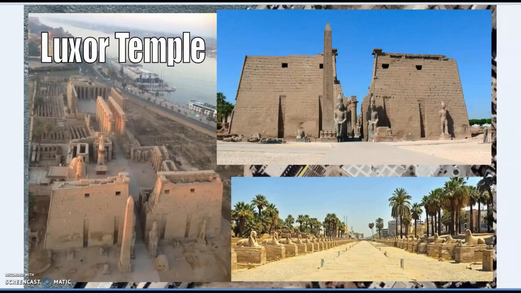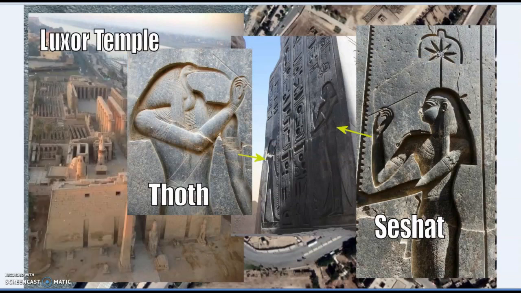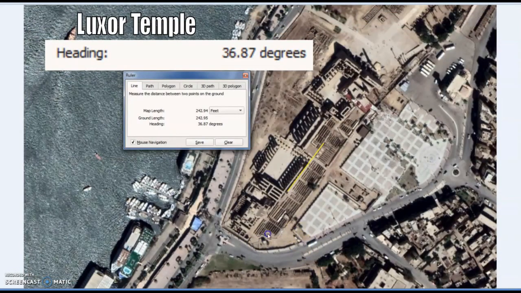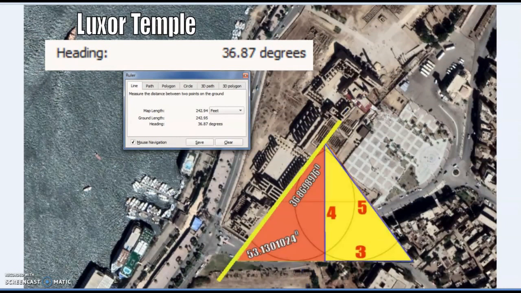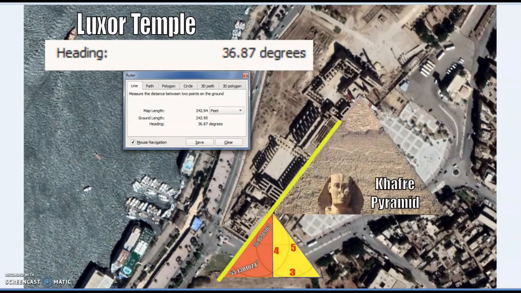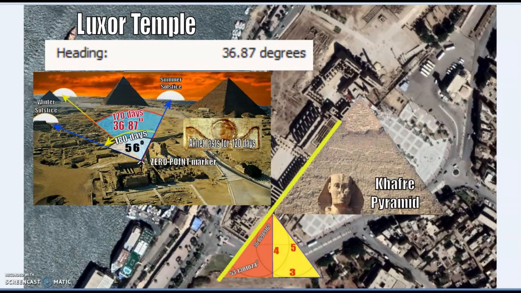Go down to Luxor Temple, Thoth and Seshat there, of course. Now let's see the alignment there. Now there is a little kink, but the main alignment of the temple is 36.87 degrees, which is the 120 days of Akhet, and well, it's the Khafre Pyramid at 2 to 3 vesica ratio, which gives you a 3-4-5 triangle. Again, the 120 day period between summer solstice and the end of the season of the flood.